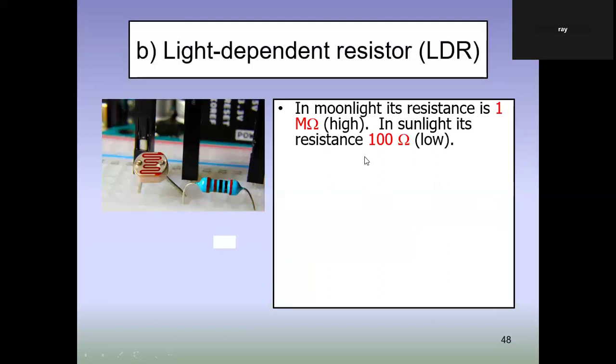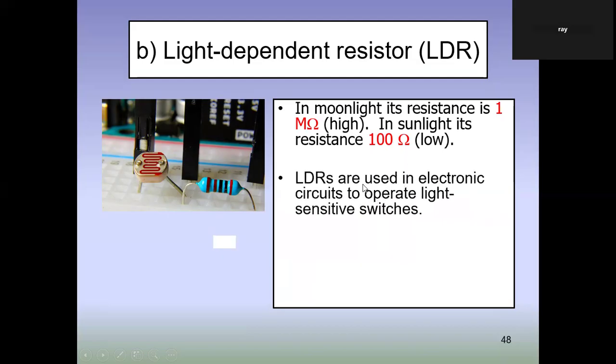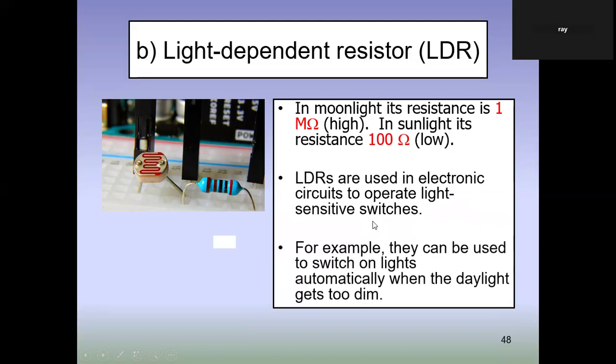In moonlight, the resistance is 1 megaohm, that means almost dark. In sunlight, resistance is about 100 ohm, very low, low resistance. LDRs are used in electronic circuits to operate light sensitive switches. For example, they can be used to switch on a light automatically when daylight gets too dim. That's the symbol.